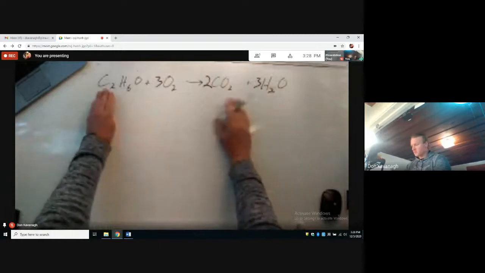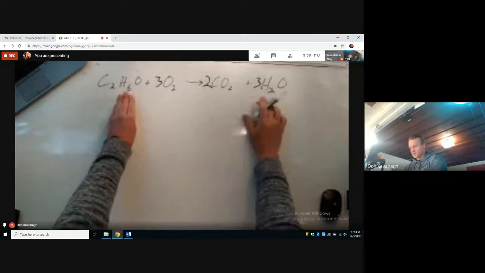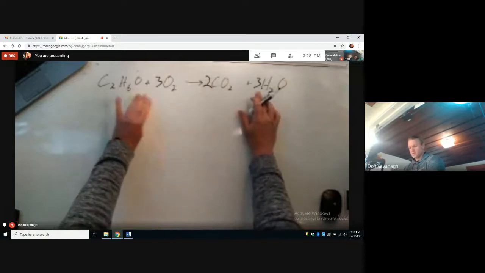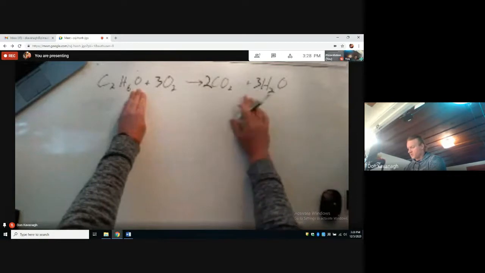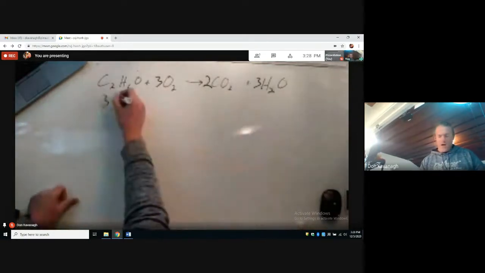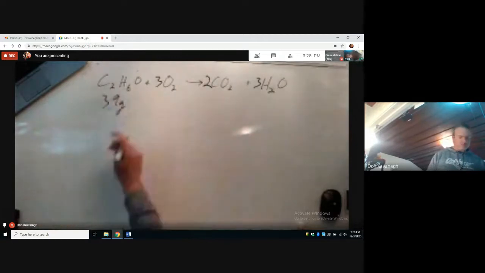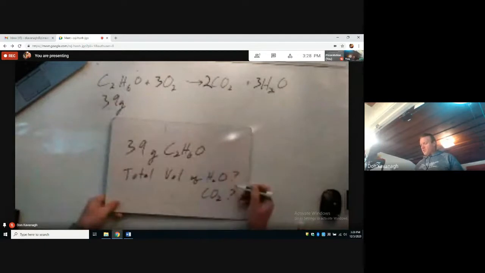So let's just double check everything. 2 carbons, 6 hydrogens, 7 oxygens, 3 plus 4, 7 oxygens. So now we have a balanced chemical reaction here. We had 39 grams of ethanol. What will be the total volume of the gases produced right here?